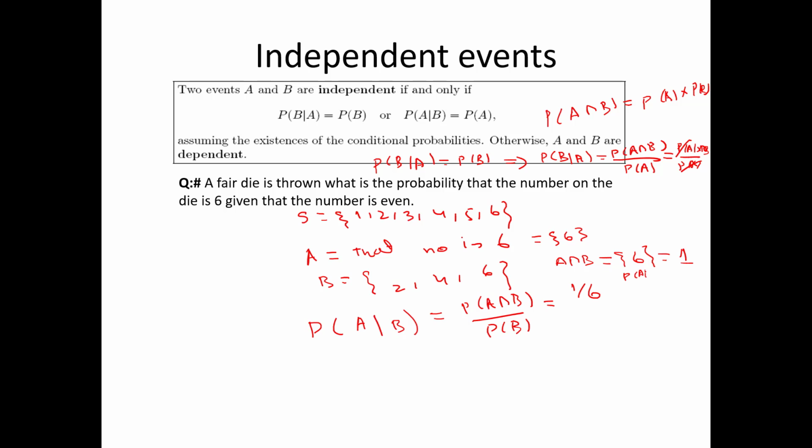Divided by probability of B. How many numbers are in the set B? 3. And the total number is 1, 2, 3, 4, 5, 6, so 6. So 3 by 6. This will be cancelled, so the answer will be 1 by 3. So conditional probability is not difficult, but something will be known to you, something will be given to you. They will impose some specific condition on specific trials. Then on the basis of that condition, you need to calculate the probability.